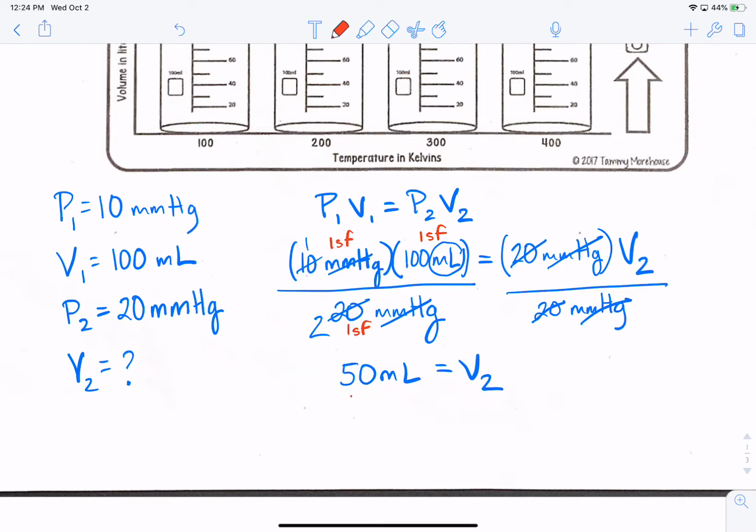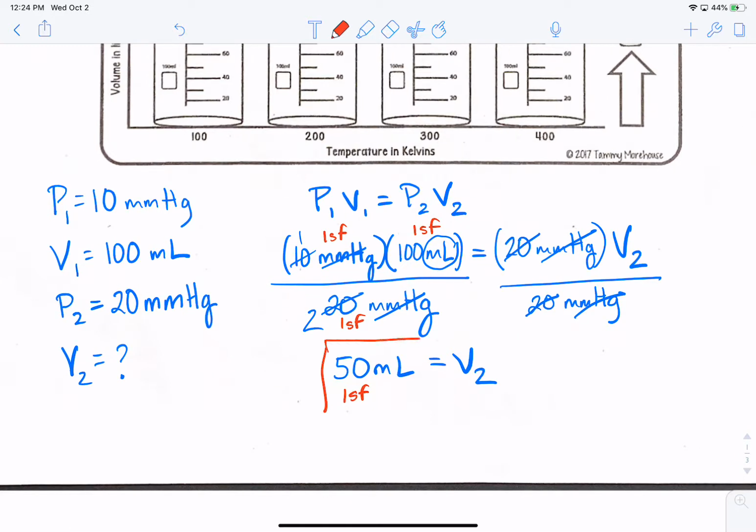And therefore, our answer needs to be in one sig fig, and it naturally ended up being that way, so we lucked out. And we always box our answers. Now let's go and fill in our beaker with 50 milliliters. So go back up top and fill your beaker only to 50.